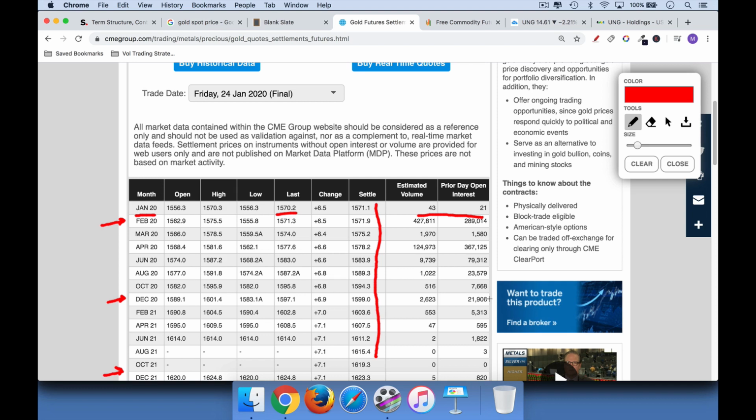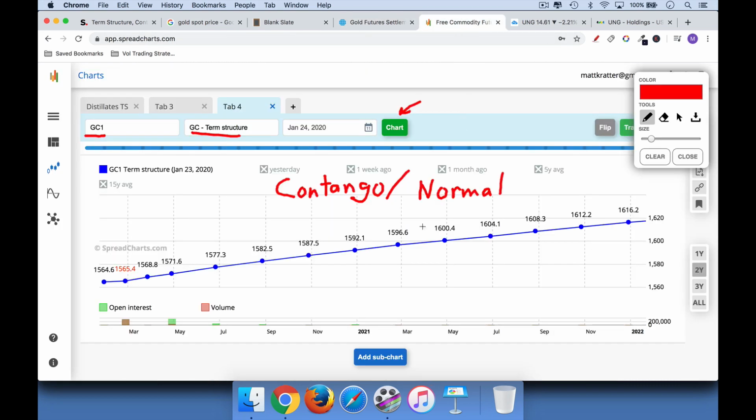Now, instead of plotting this as a table, what if we plotted it as a curve? And so that's what we have here basically. On the bottom axis, the x-axis, we have various points in time: May 2020, December 2021, December 2022. So this is the time axis down here. And then we have the price axis up here, the price of gold for delivery at those dates. So the spot price is pretty close to the front of the curve here.